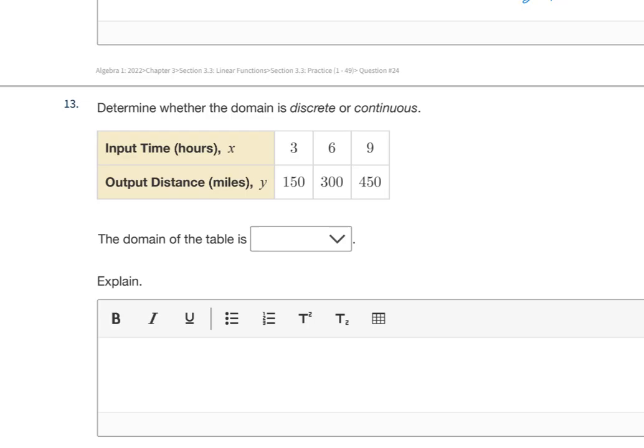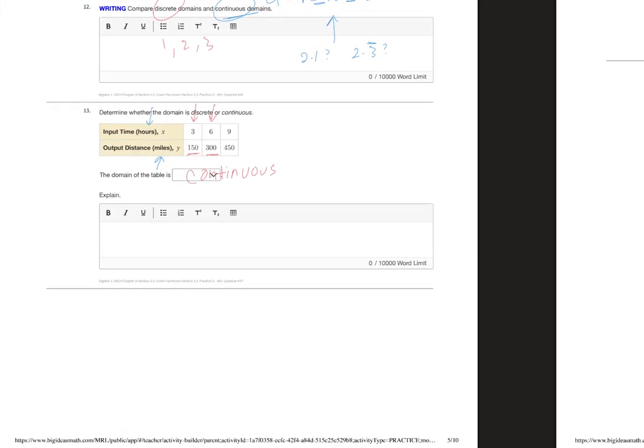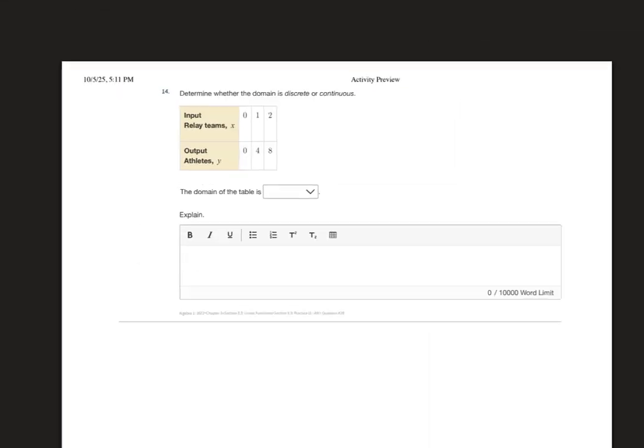Determine whether the domain is discrete or continuous. Input time, hours, output of miles. Well, let's be honest. If you are driving, you don't just sit in the car for 3 hours and then you've gone 150 miles and then you sit there for the next 3 hours and all of a sudden you're at 300 miles, right? This one has got to be continuous because that's how driving works. The time you cover is you're covering all the times in between. This is my fake graph, by the way. So that one has got to be continuous.